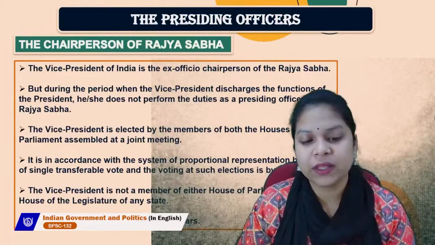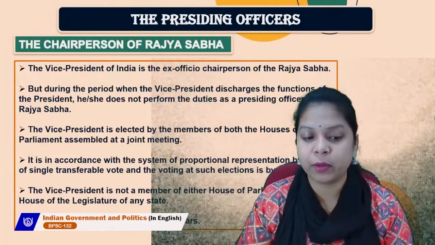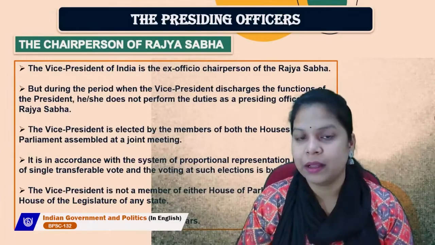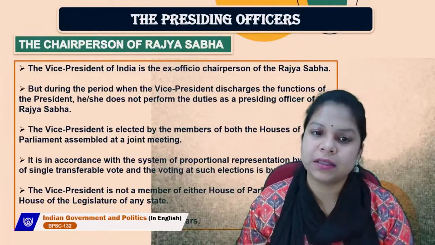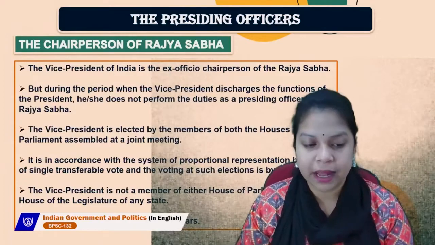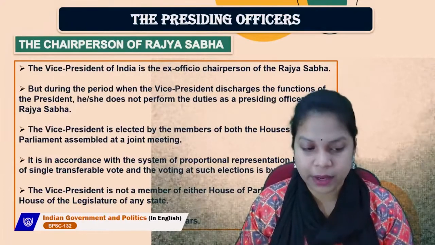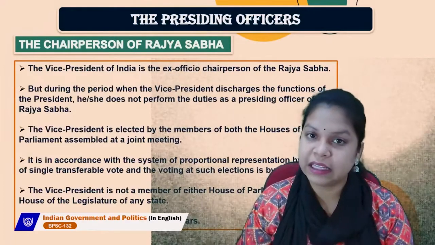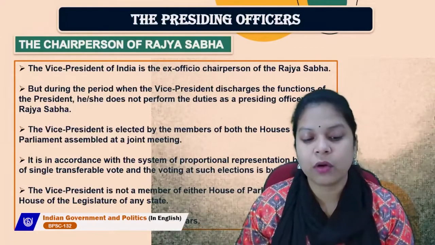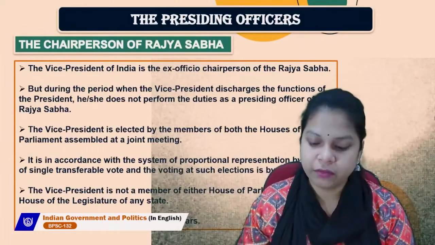It is in accordance with the system of proportional representation by means of single transferable vote, and the voting at such election is by secret ballot. So, the voting for Vice President is done by secret ballot. The Vice President is not a member of either House of Parliament or a House of the Legislature of any state. Also, the Vice President of India holds office for a term of 5 years. So, the tenure of the Vice President is 5 years.